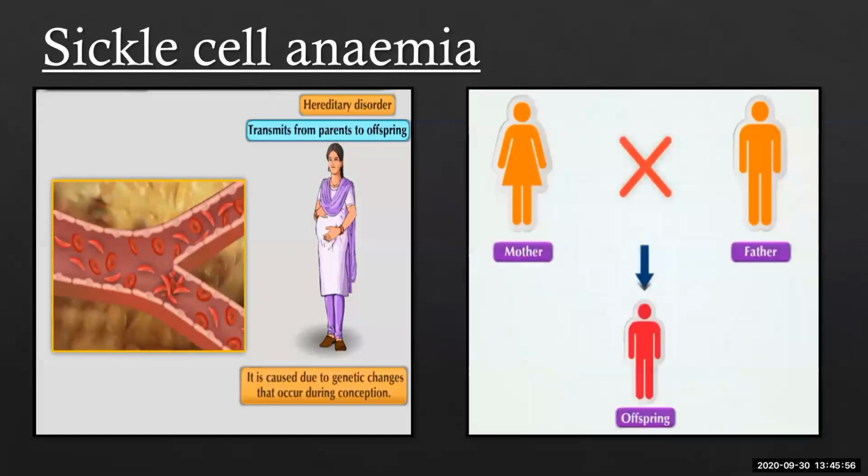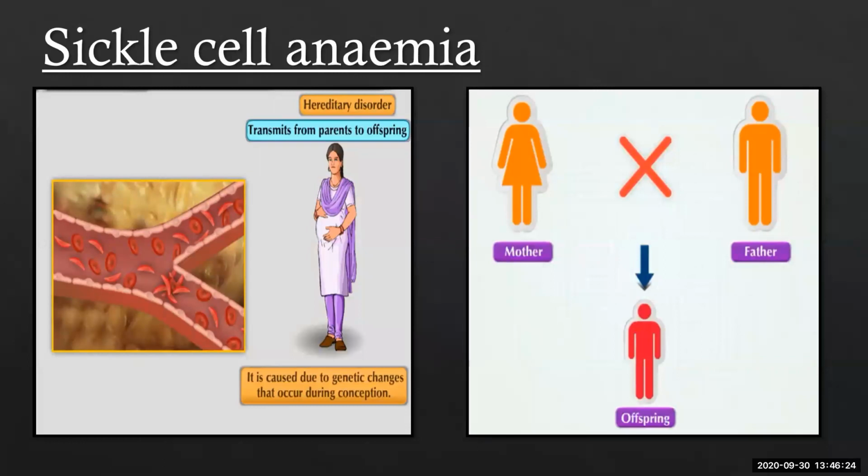If father and mother are both affected by sickle cell anemia, or if they are carriers of this disorder, their offspring are likely to suffer from this disease. Hence, marriages between persons who are carriers of or suffering from sickle cell anemia should be avoided. So this sickle cell anemia is transferred from the parents to the offspring.